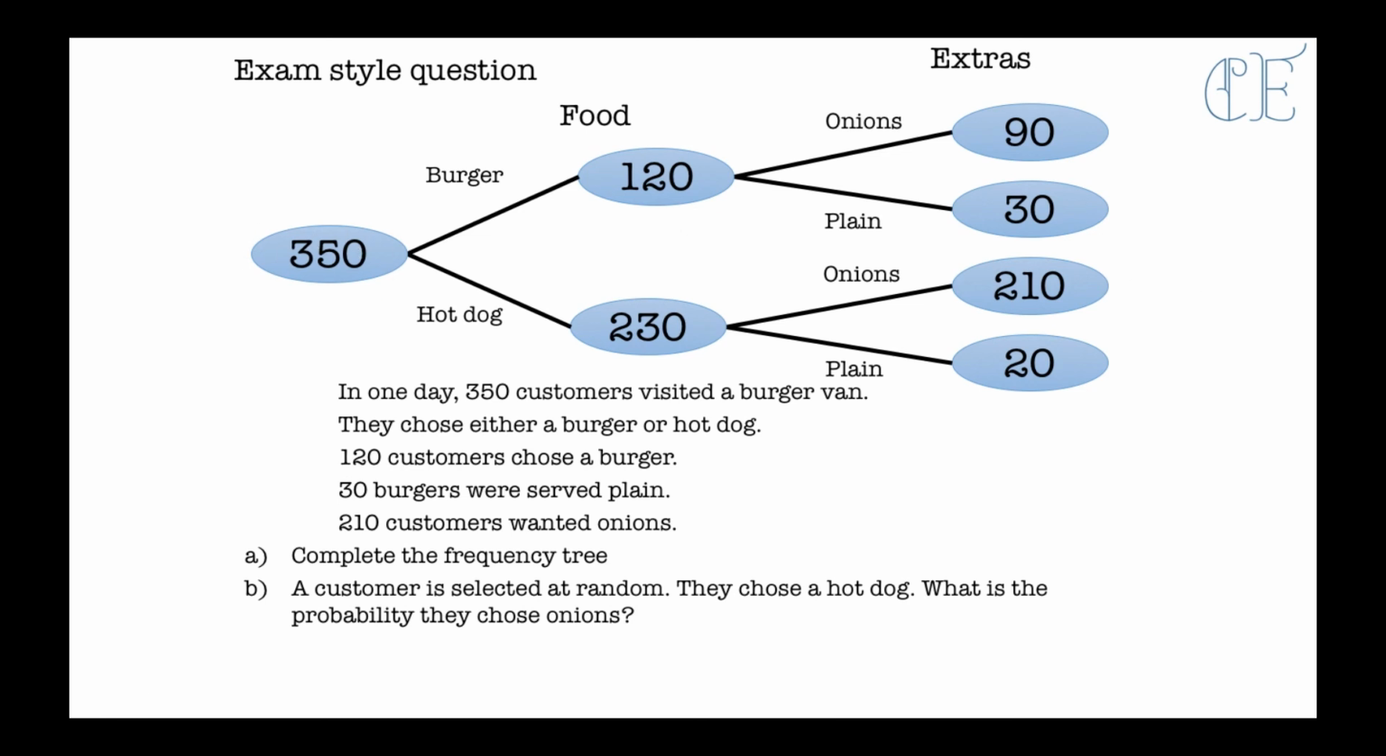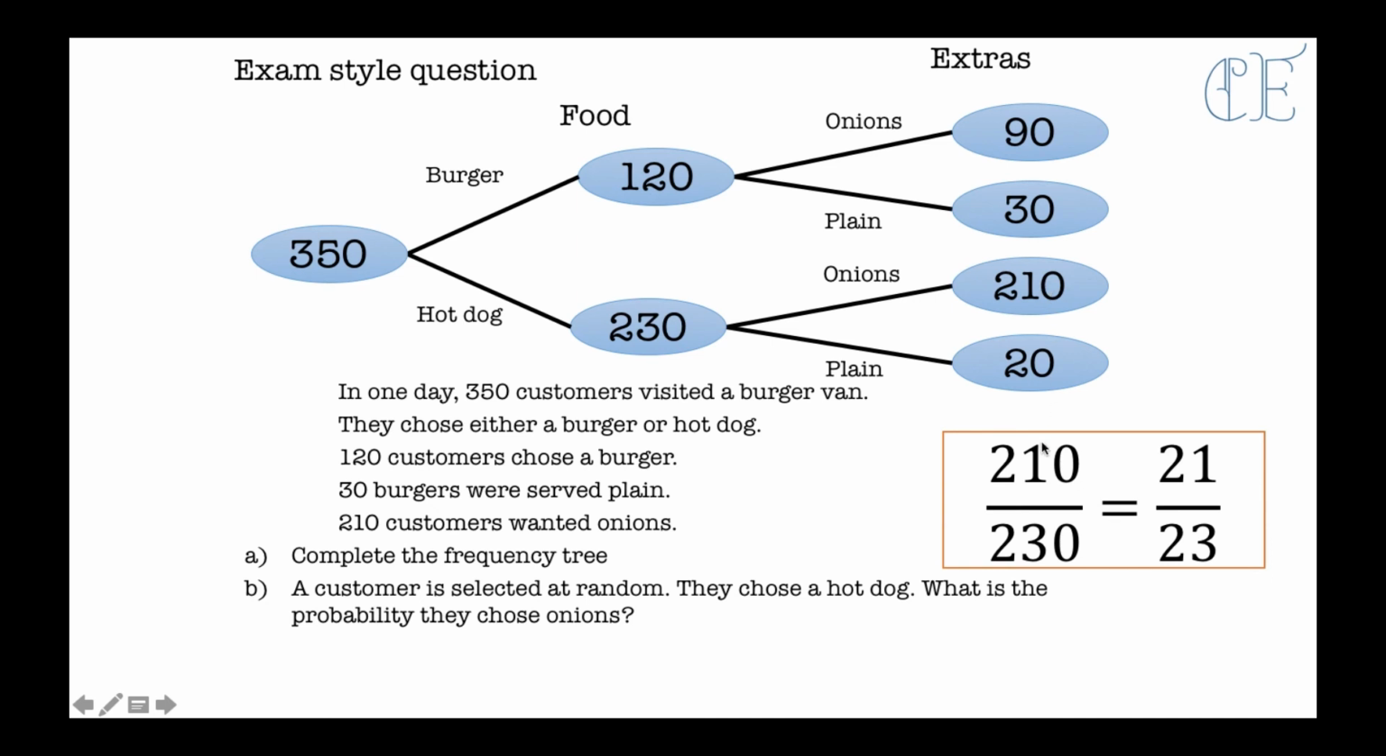Okay, so all we have to do now is answer question B. A customer is selected at random. They chose a hot dog, so we're just looking at the hot dog people. What is the probability that they chose onions? Well, out of the 230 people that chose a hot dog, 210 chose onions. So we have to write 210 out of 230, which can be simplified to 21 over 23.